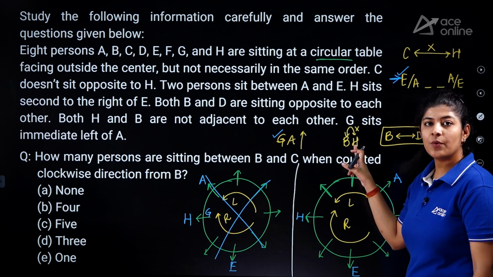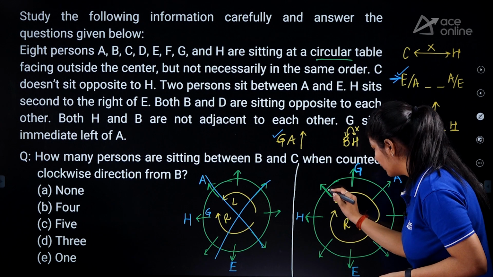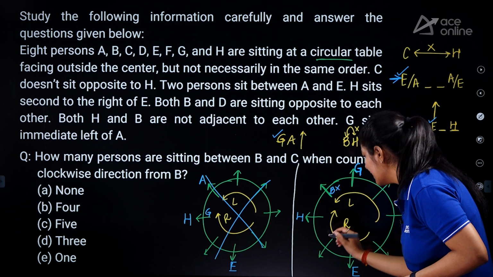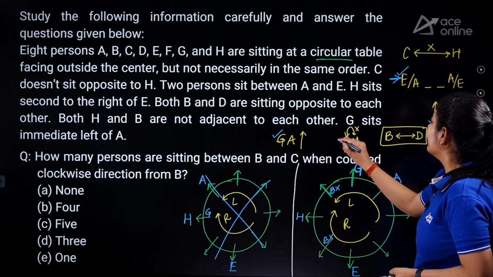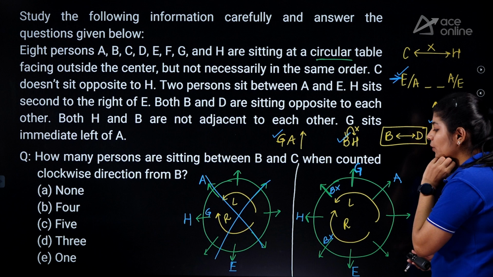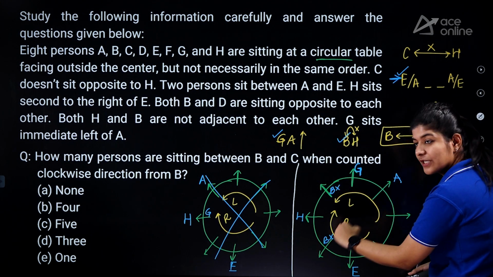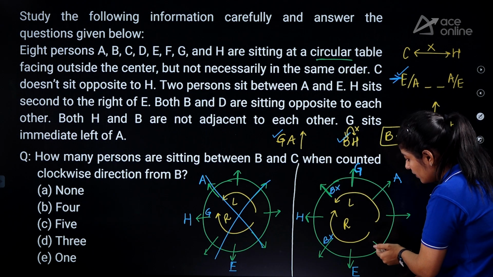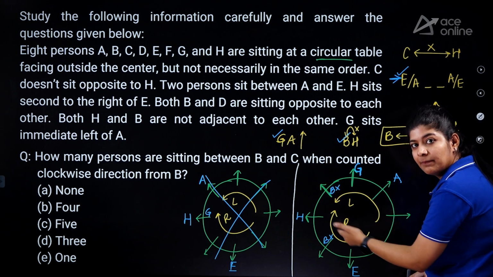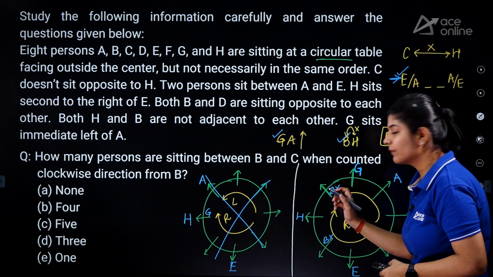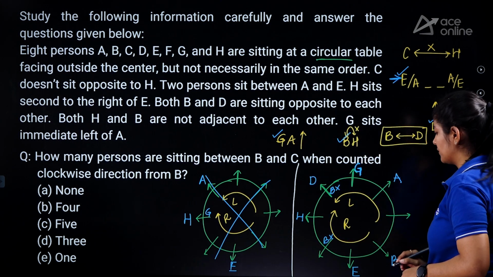If H is over here, then we know that B is not adjacent to H. So here we can't place B, and here also we can't place B, right? And we also know that B and D are opposite. That means we need a complete alignment. Here we can't place B and D. Here also we can't place B and D. This is the only possible case where we can place B and D, but here B can't be placed. So we simply put D over here and B will come at this particular position, right?